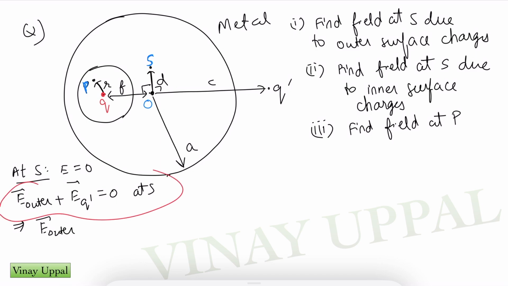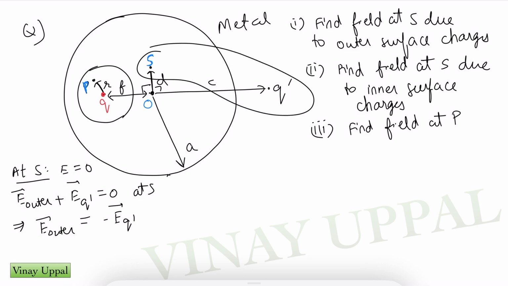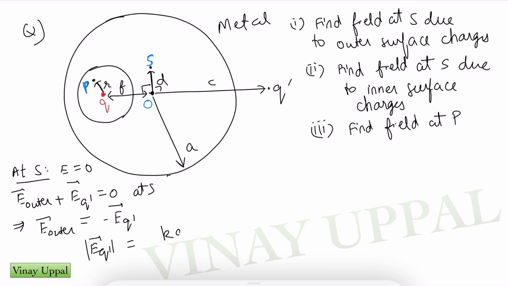However, we can use this fact and then say that the outer surface charge will produce a field equal to the negative of that by Q dash. And the field by Q dash we know at S. The magnitude of the field by Q dash would be KQ dash divided by the distance from S to Q dash squared. That will simply be c squared plus d squared. So that will be the magnitude of the field of the outer surface charges, and of course the direction will be opposite to that produced by Q dash.